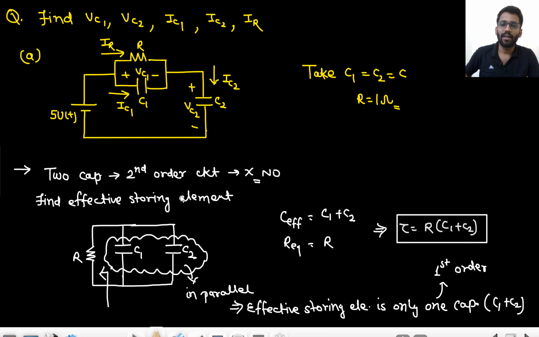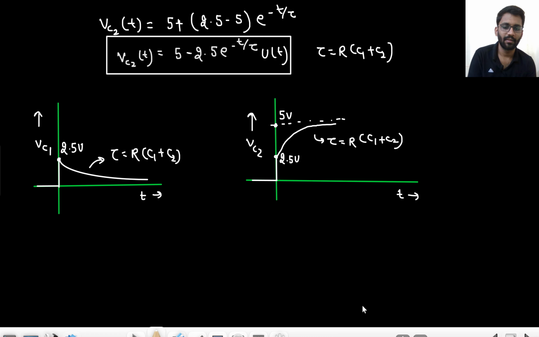Now let's comment on IR. Tell me what will be IR? IR will be the voltage across the resistor divided by the resistance value. That means VR by R. Now tell me what is VR? VR is VC1 only, right? The voltage across the resistor is equal to VC1 only. Do you understand?